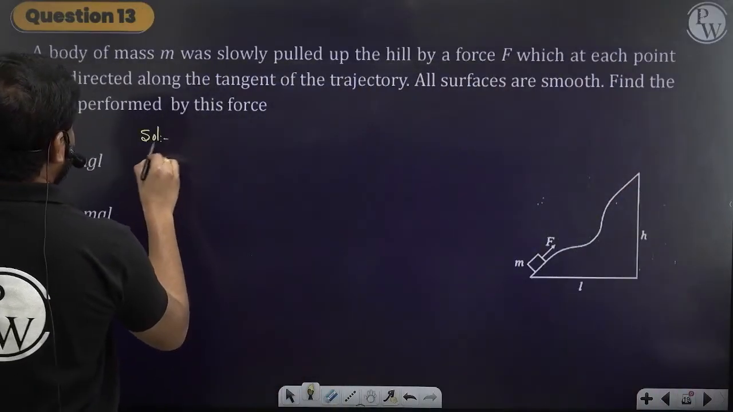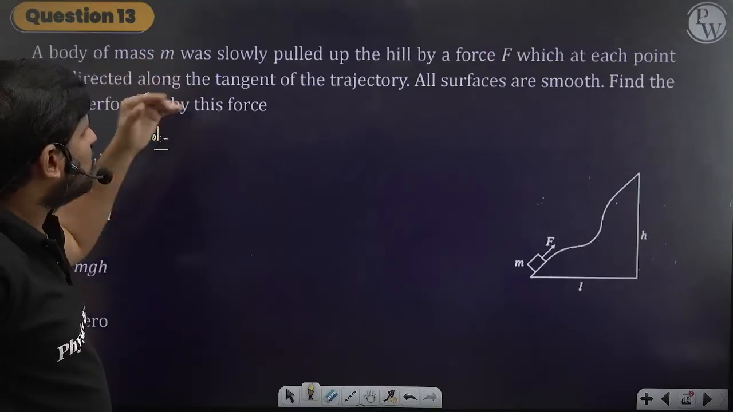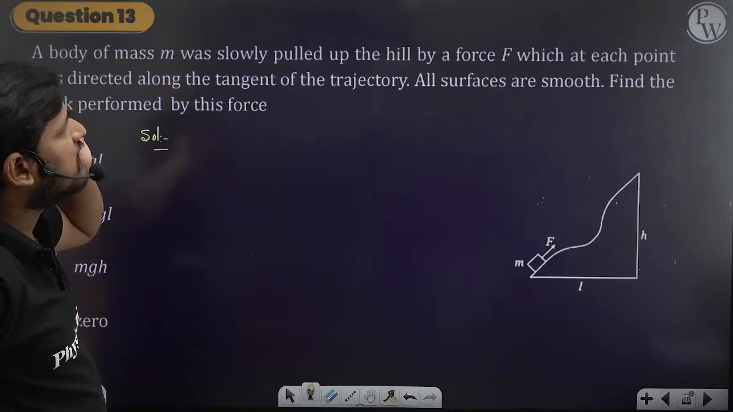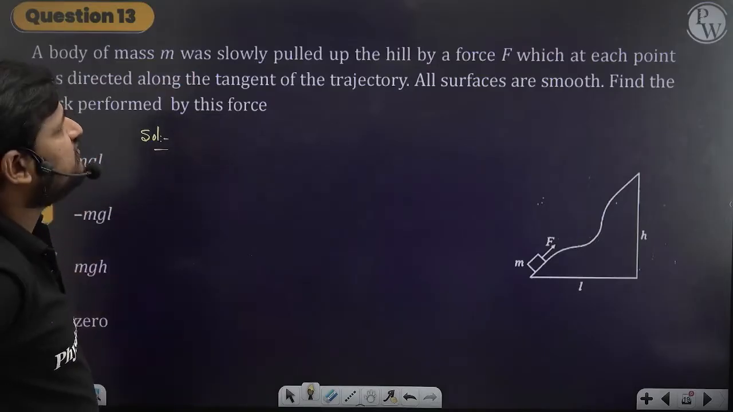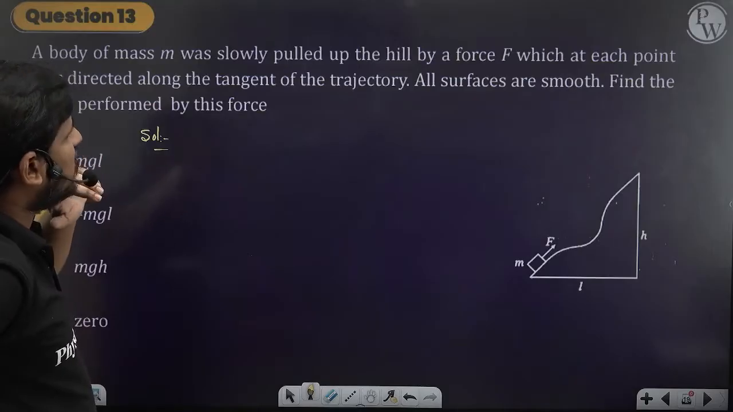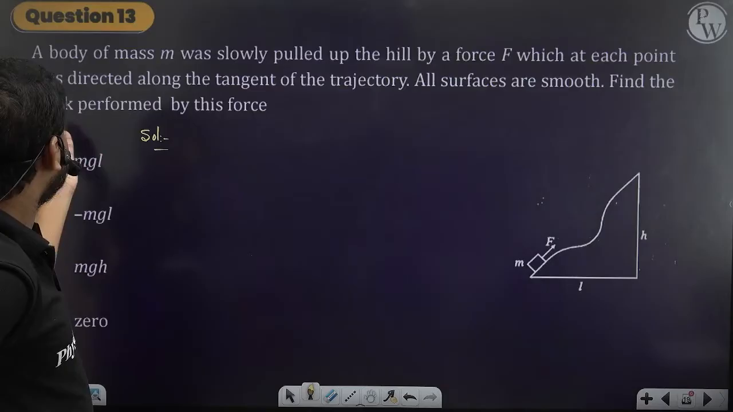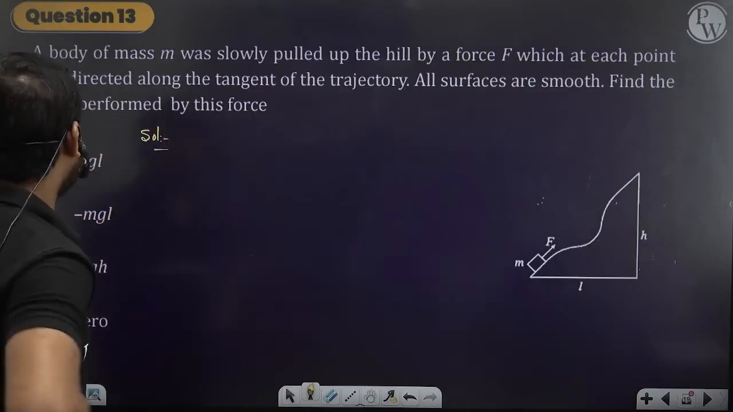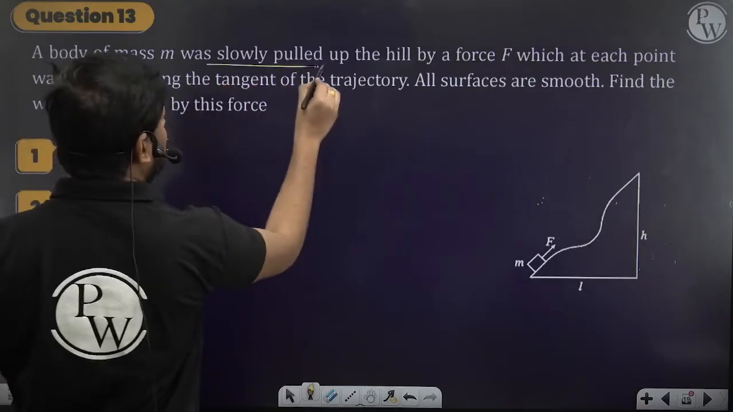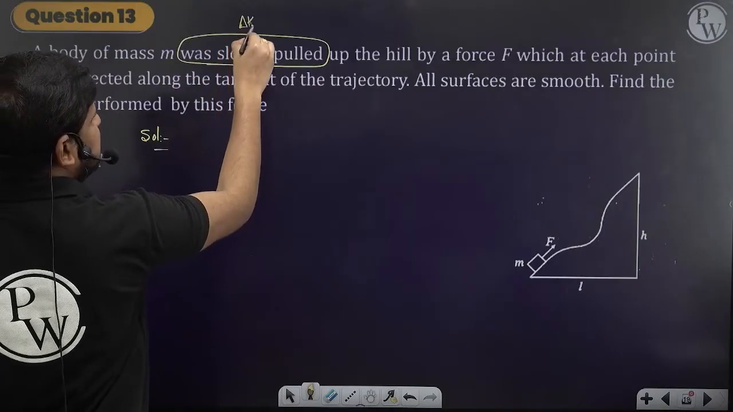So question number 3. A body of mass m was slowly pulled up the hill by a force F which at each point was directed along the tangent of the trajectory. All surfaces are smooth. Find the work performed by this force. See here, a body was slowly pulled up. So slowly pulled up means the change in kinetic energy is 0.